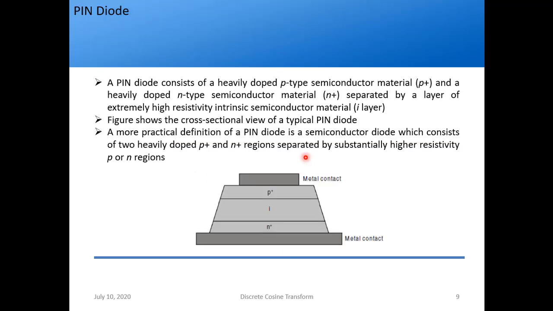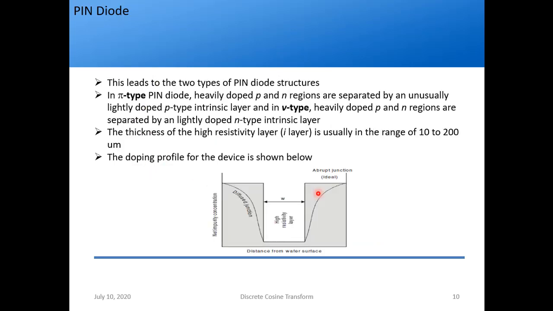Then we went to the PIN diode. What was the construction? It consists of a highly doped P-type semiconductor material. This plus sign indicates highly doped, and it has an extremely high resistivity intrinsic semiconductor material here. This is the I, between the P and N. That's why the name PIN diode, right? This is depicting that the highly doped regions have low resistivity, while the lightly doped intrinsic layer has high resistivity.